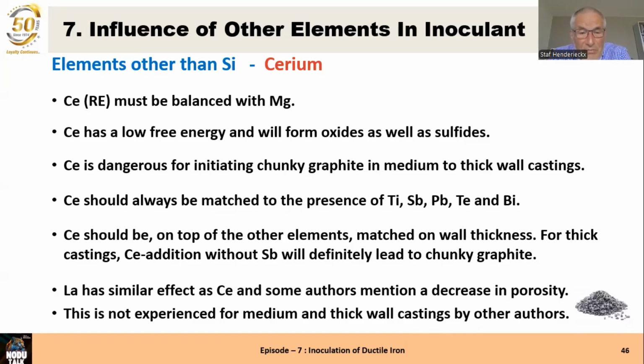So cerium should be on top of the other elements, much depending on the wall thickness, as we said, because it needs time for making chunky graphite, and therefore the cerium can be balanced by antimonium. But without antimonium in the thick section castings, you would definitely have chunky graphite, mainly under the risers. Why? Under the risers, that's one of the areas where the metal solidifies last. Or in thick hotspot sections, you will have it there.